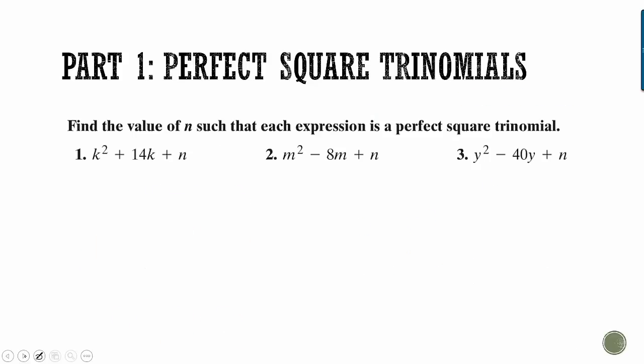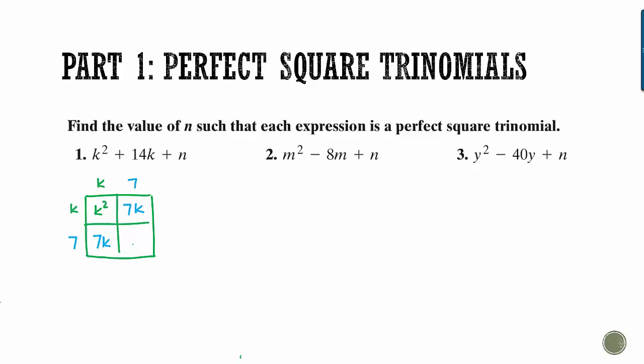Find the value of n such that each expression is a perfect square trinomial. So we're trying to fill in a square, and we don't know what we have missing. We have a k and a k to give us k squared. And then we have 14k. So that means in this box we would have had 7k, and in this box we would have had 7k. Because we had a 7 on both of these sides, 49 is the number that completes the square. And this can be factored into k plus 7 all squared.